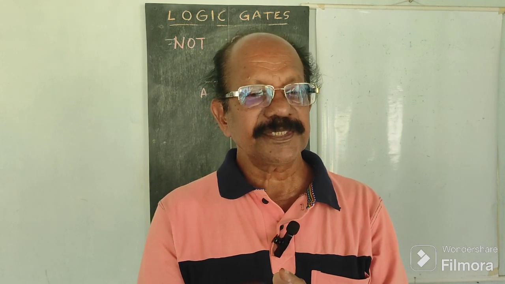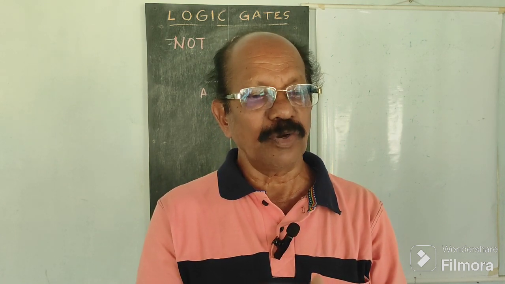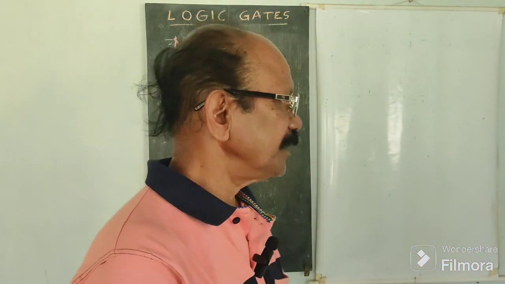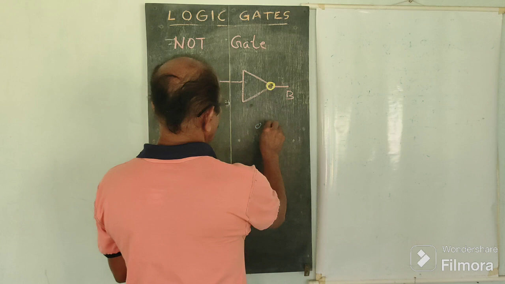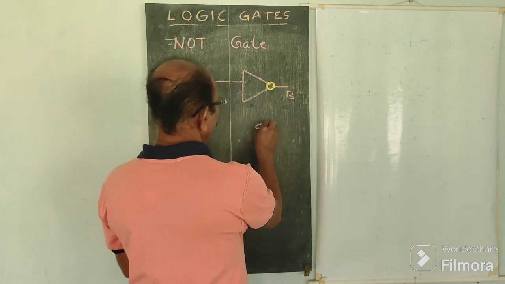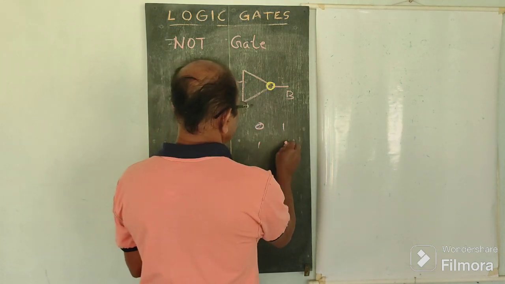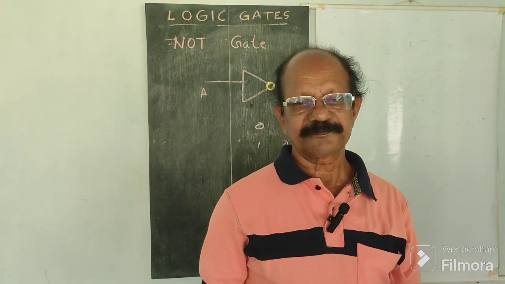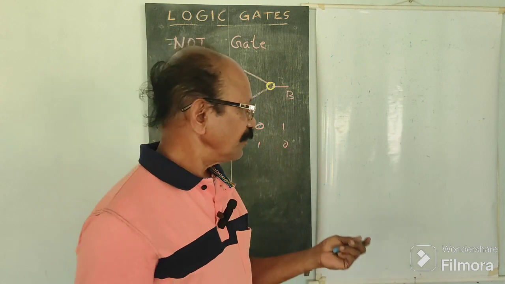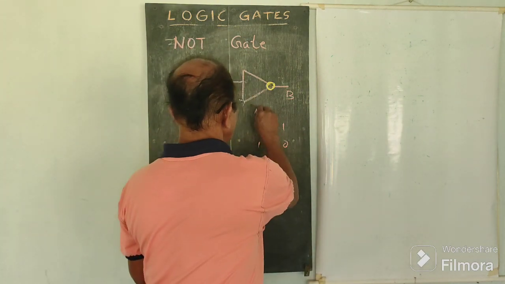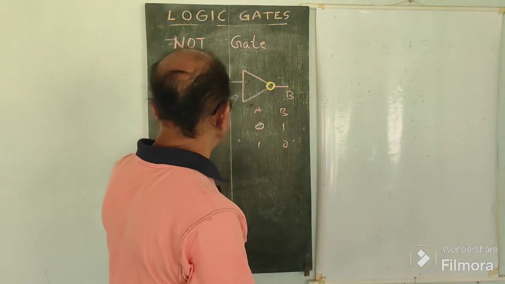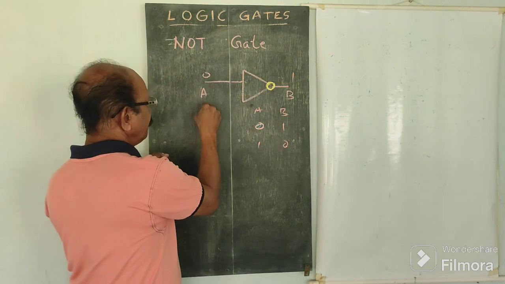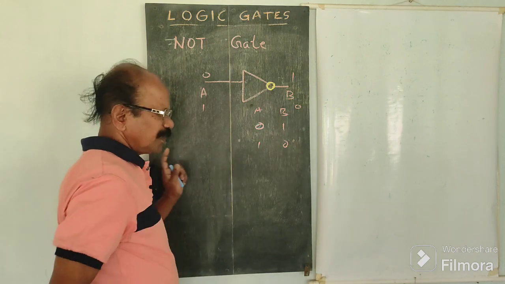All it does is to invert or complement. The input is given in the truth table: 0, 1, 1, 0. We can see what the output is. This is A, this is B. When we are giving 0, the output will be 1. When we are giving 1, the output will be 0. Just opposite.